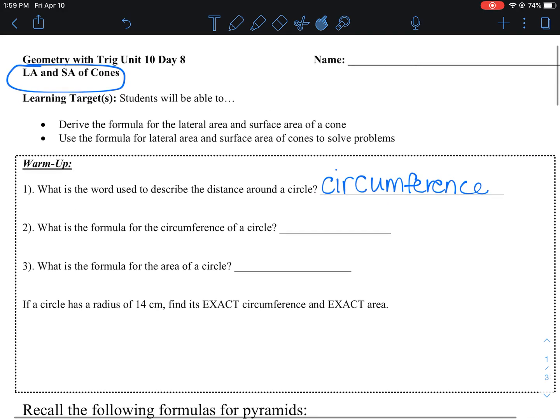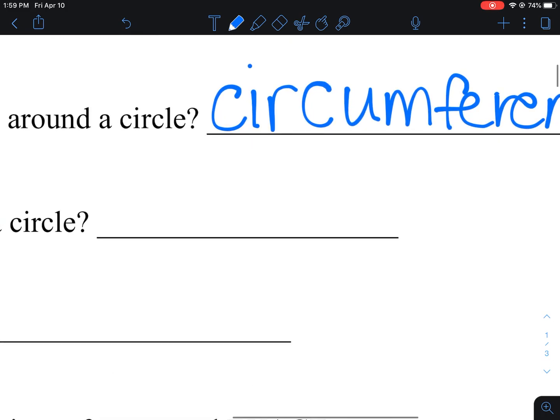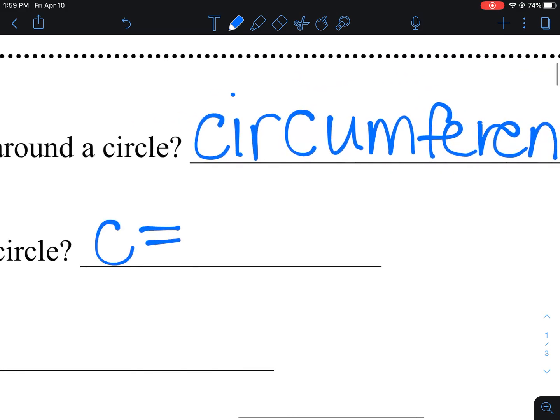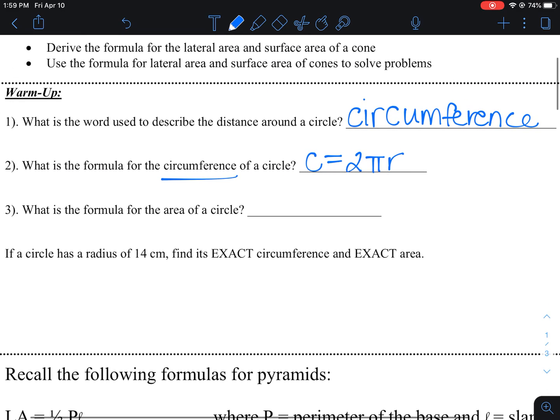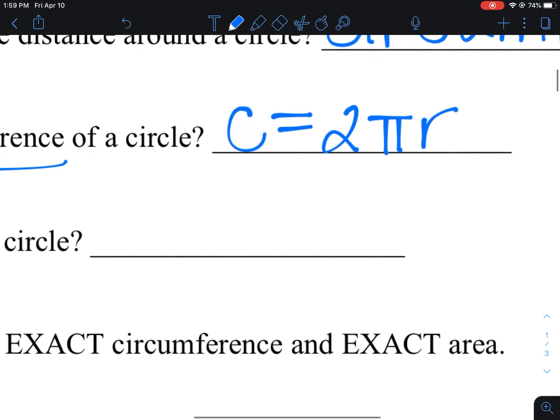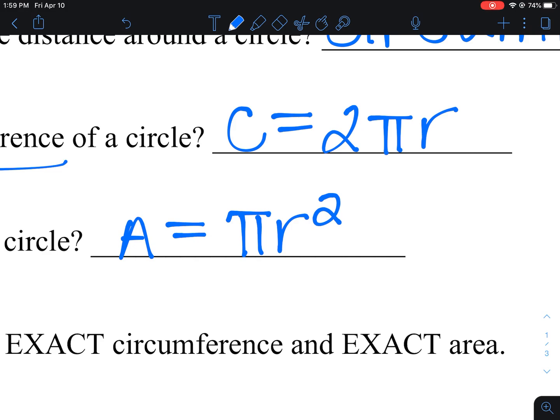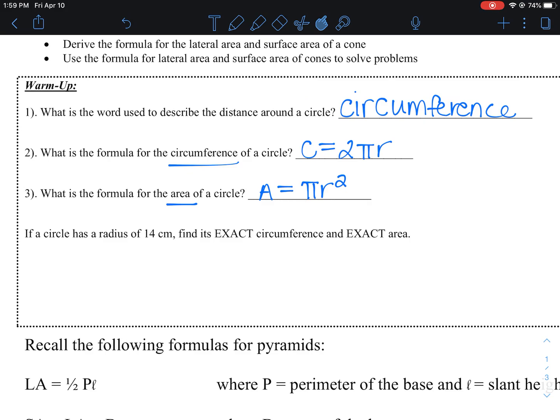Okay. And then number 2 says, what is the formula for the circumference of a circle? And that was, if you didn't remember, 2 pi r, right? So 2 times pi times whatever the radius of your circle was. And then what is the formula for area of the circle, right? Because that was a different thing. It's a different formula. Area of the circle would be pi r squared. So whatever your radius is squared, and then multiply that by pi. Okay, so that was a little refresher.